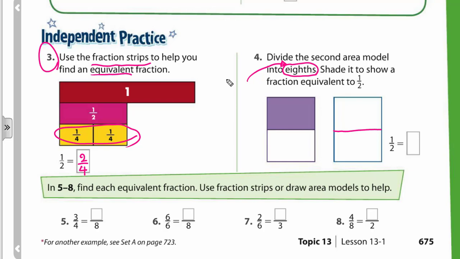Okay, we need to divide it into 8s. So how many parts in the whole to make it 8s? 8 tenths. Okay, 8s, so we need 8 parts in one whole. Yes. So let's divide the whole into 8 parts.